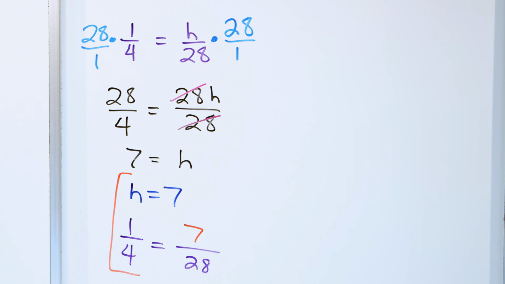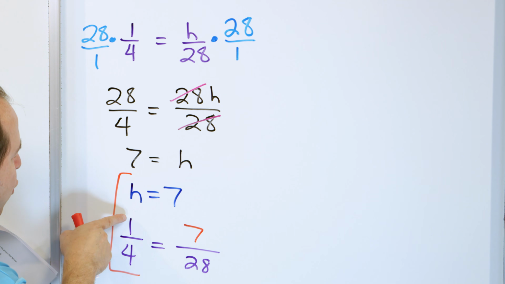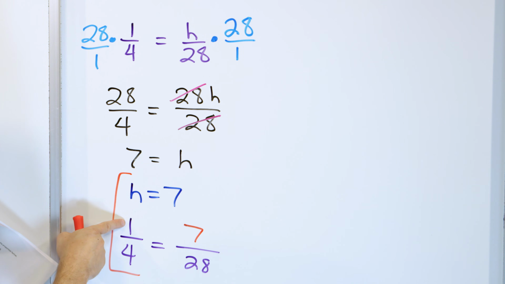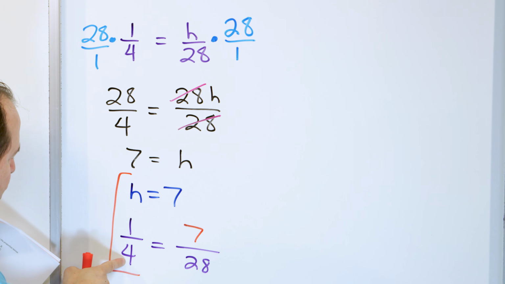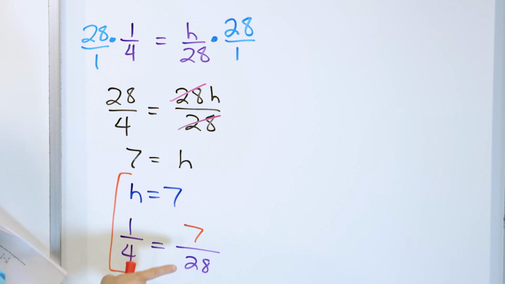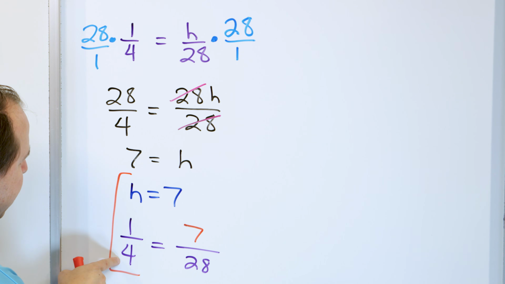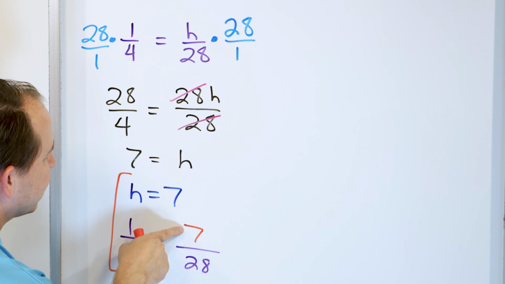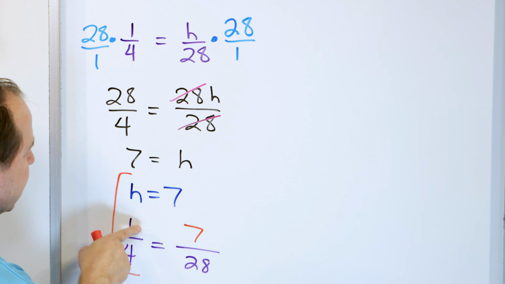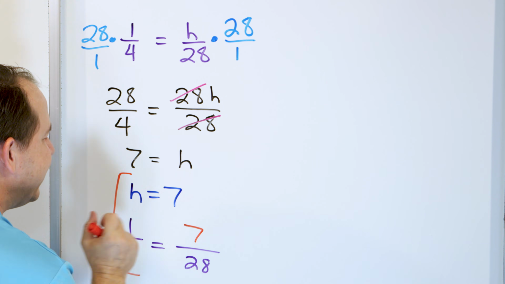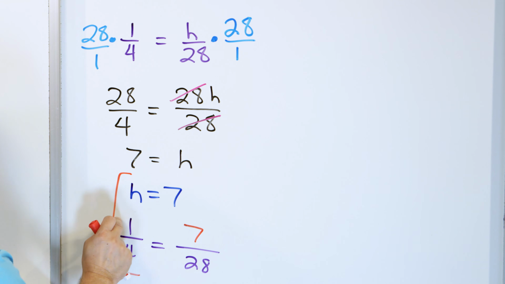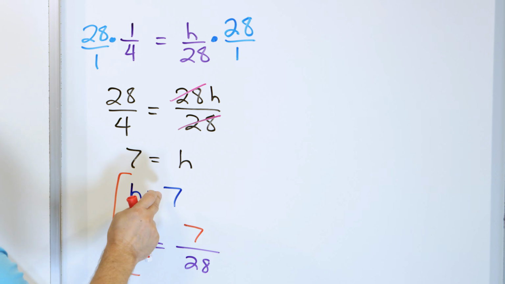Does it make sense? What it's saying is the ratio 1 to 4 is the same as 7 to 28. In other words, one boy compared to 4 girls is the same as 7 boys to 28 girls. Does it make sense? Well, the bottom number is 4 times larger than the top. And here, the bottom number is 4 times larger than the top. 7 times 4 is 28. 1 times 4 is 4. 7 is the only number that works because when you multiply by 4, you get the bottom. So 7 is the only number that works.